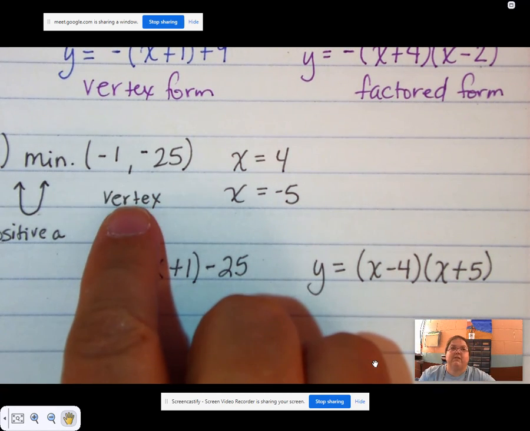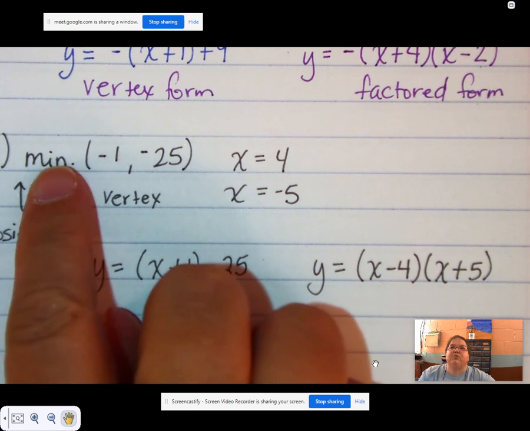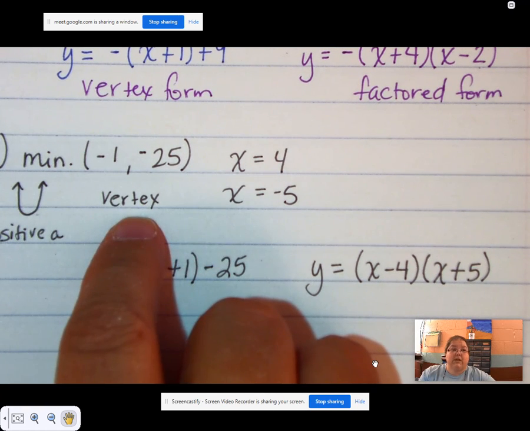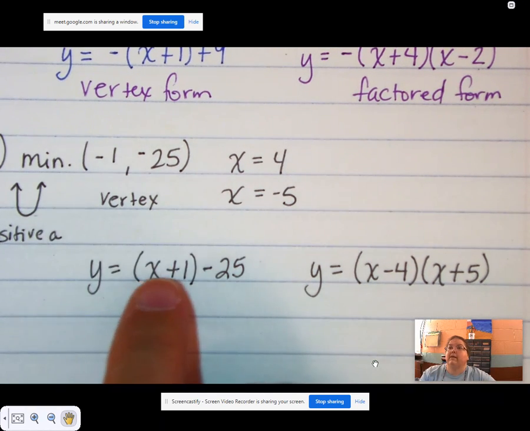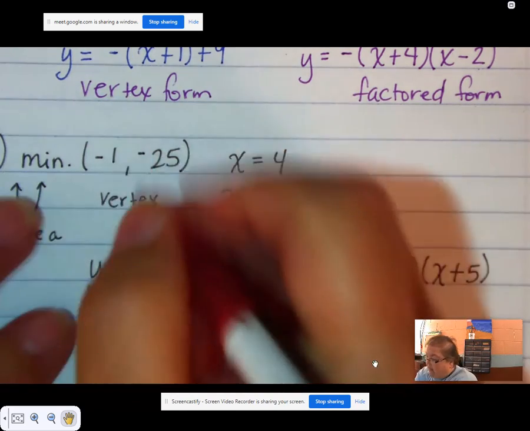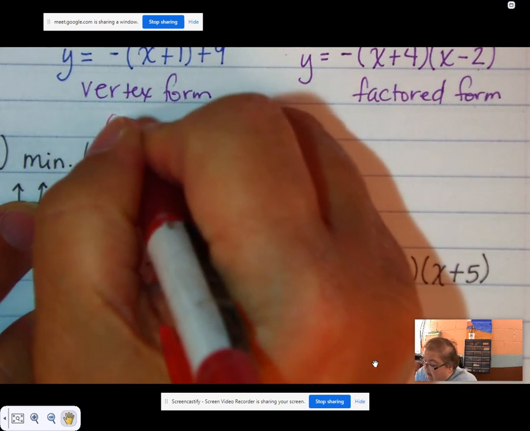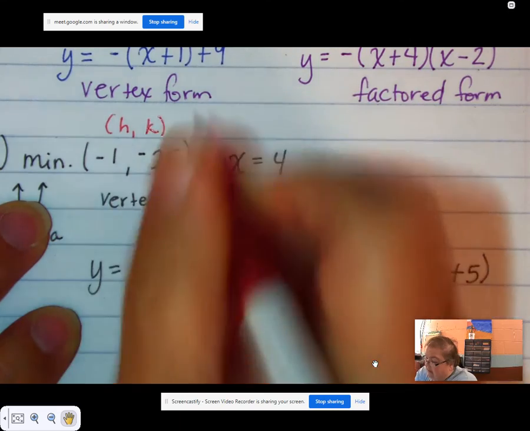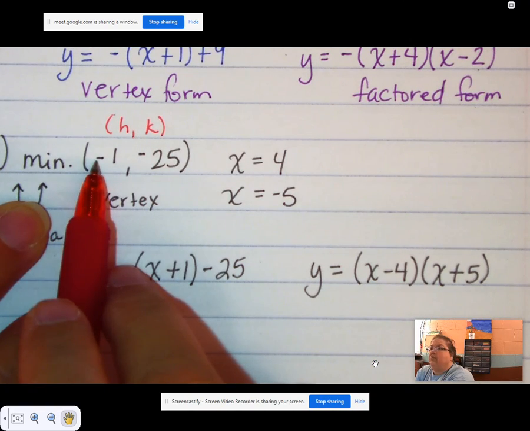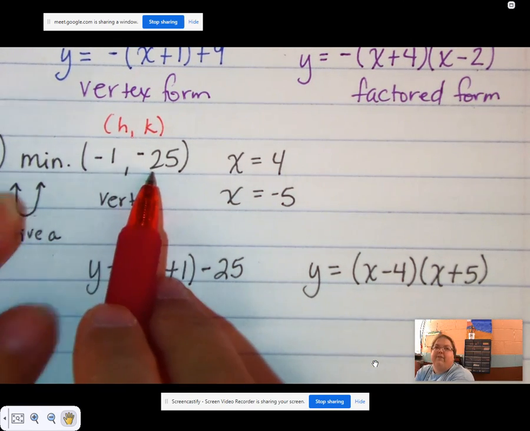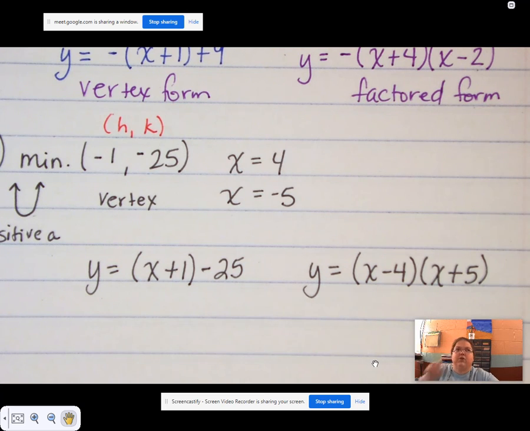Yes, this is the vertex. If it gives you this ordered pair, if it tells you what the minimum is, that's your vertex. Okay? H comma K. H comma K. And this is our X value on the coordinate plane, and this is our Y value on the coordinate plane. Very good, thank you. Any other questions? Okay.